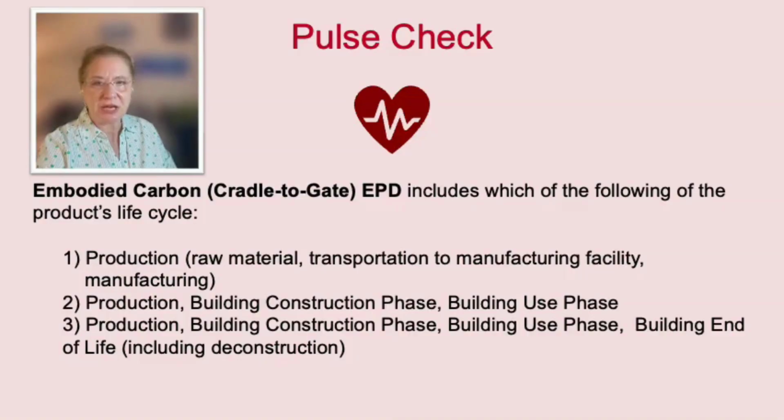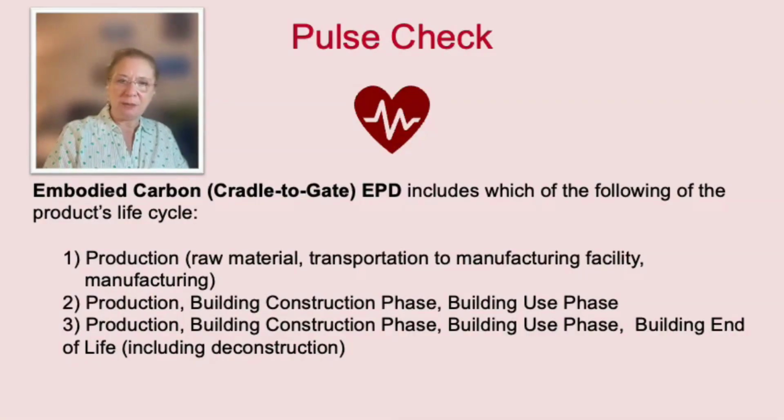All right, a little pulse check here. Embodied carbon or cradle to gate EPD includes which of the following product life cycles? 1, production: raw material, transportation to material, manufacturing facility, manufacturing. 2, production, building construction phase, building use phase. Or 3, production, building construction phase, building use phase, and end of life phase, including deconstruction.